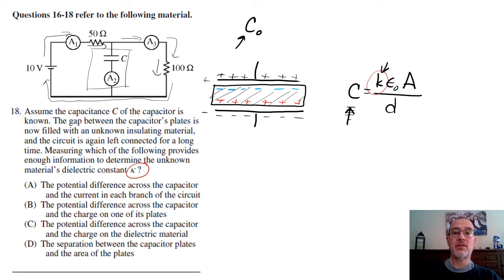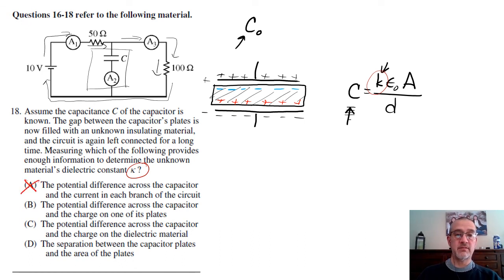So we need to measure something about the capacitor itself and not just currents and voltages elsewhere. So option A is the potential difference across the capacitor. Well, that we know from before, and it's going to be the same as it was before the dielectric was placed there. And the current in each branch of the circuit is also going to be the same as it was before. So A is not telling us anything new.